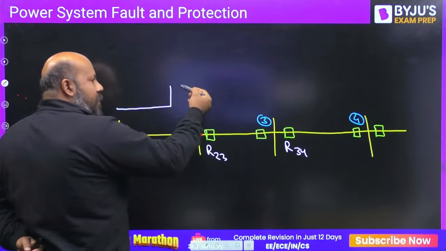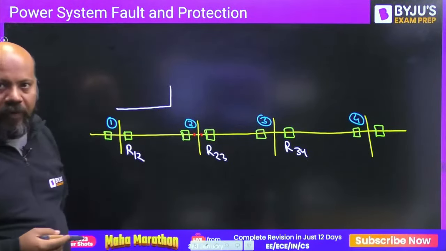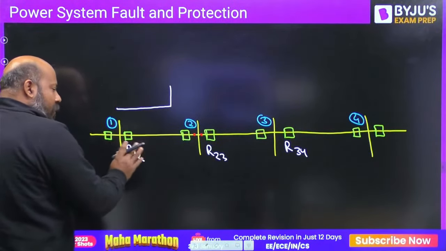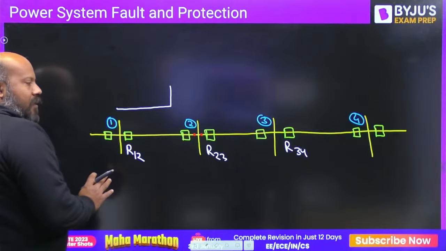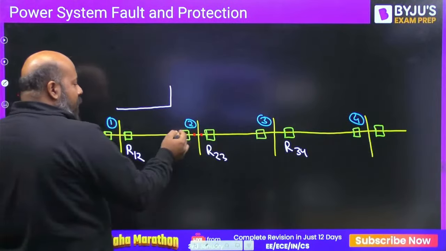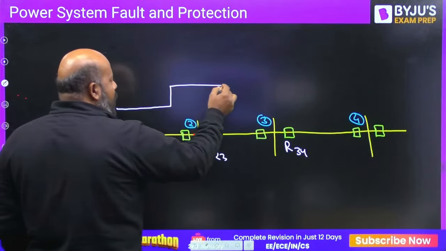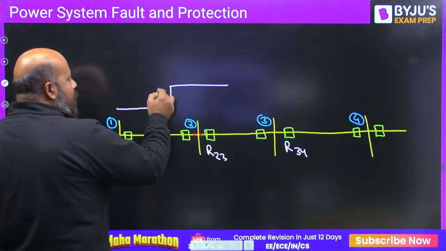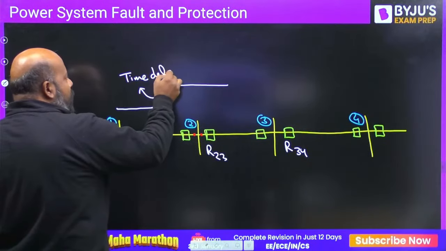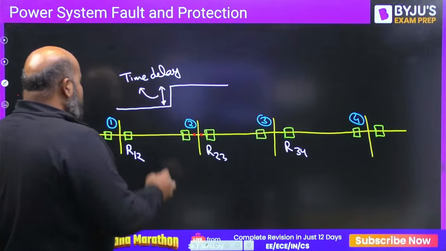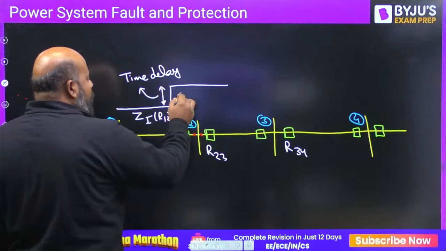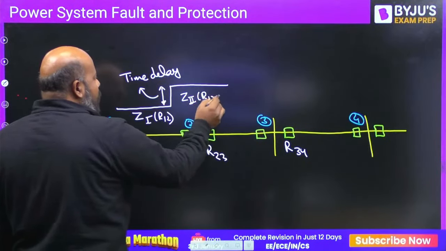Then the second zone means after giving some delay, because we want to make it as a backup protection. For this region, 80% of section 1 and 2, the primary responsibility of operating for a fault is R12. But it is going to act as a backup protection for other sections. So if the remaining 20% has a fault, and up to 50% of the next section, there is an intentional time delay for the relay operation. So this is going to be zone 1 for relay R12. This is zone 2 of relay R12.